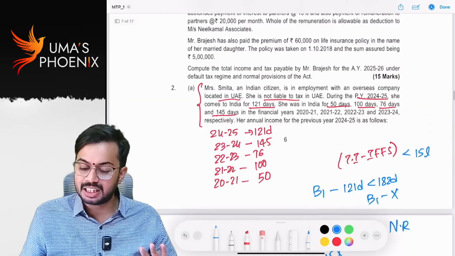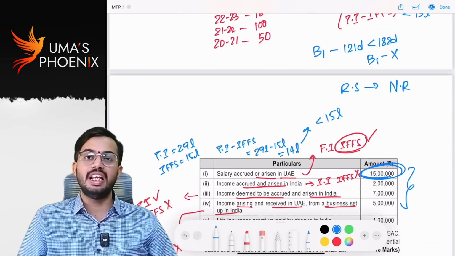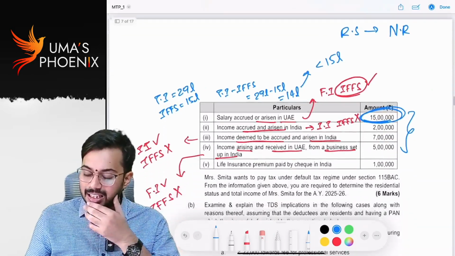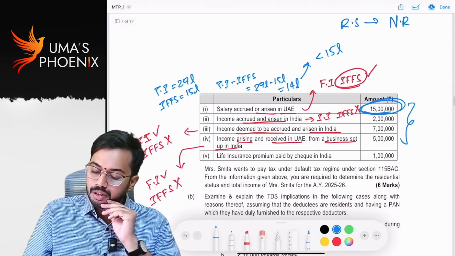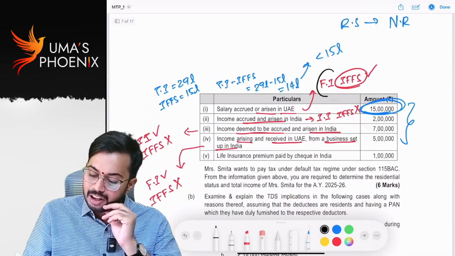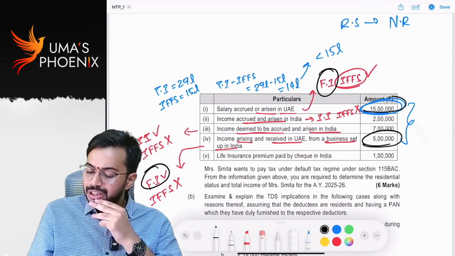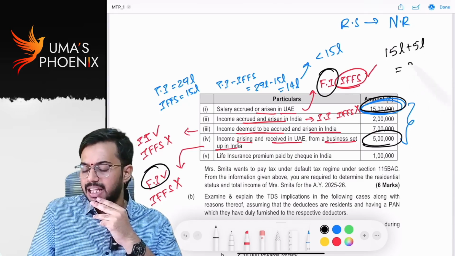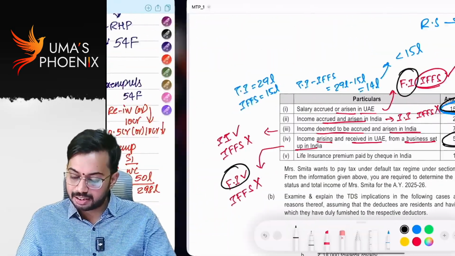So what is the residential status of Smita? Smita is non-resident in India. In case of non-resident, only foreign income is taxable. So here foreign income is 15 lakhs and foreign income is 5 lakhs. So total income taxable to Smita is 15 lakhs plus 5 lakhs, 20 lakhs. Is it clear? You can also check the answer.